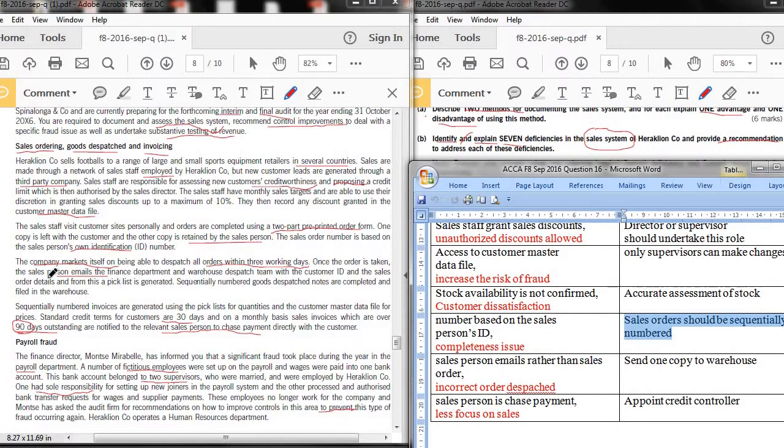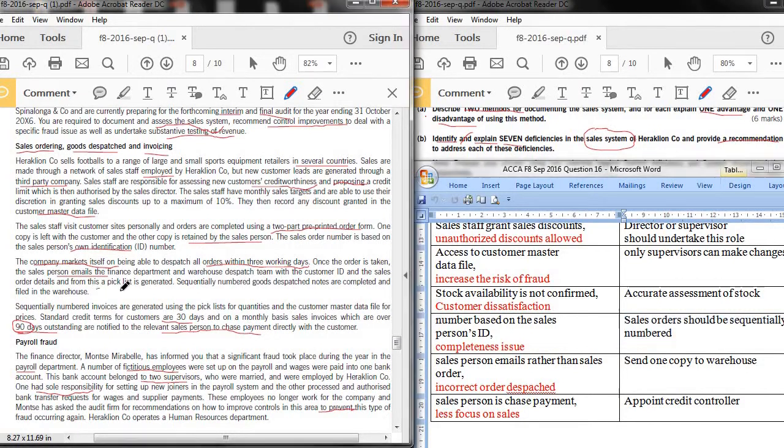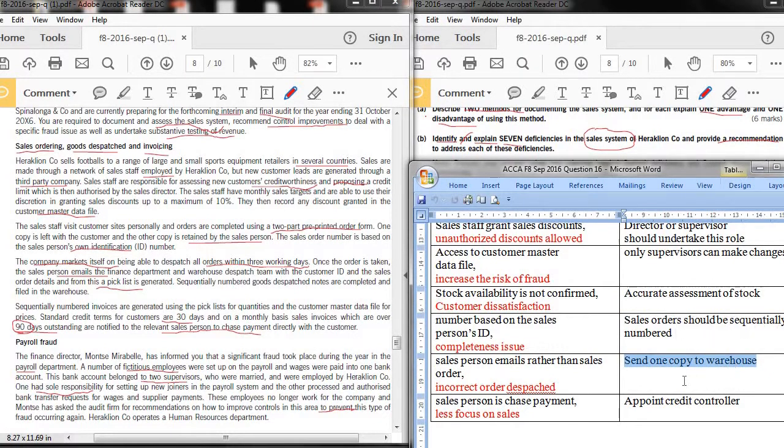The sixth deficiency is that salespersons are sending emails from where the pick list is generated. Again, there will be mistakes while generating pick lists. So the recommendation is to send one copy of the sales order to the warehouse directly.